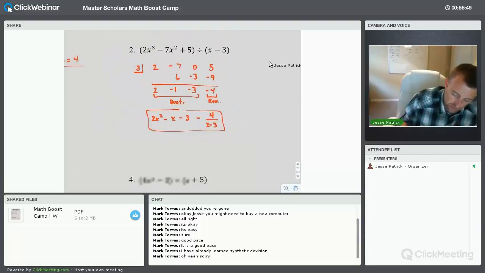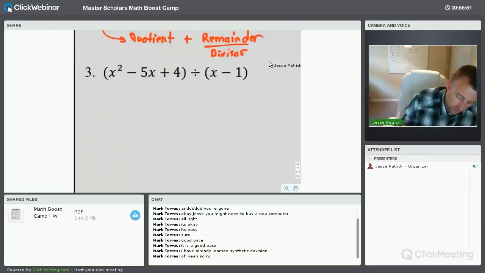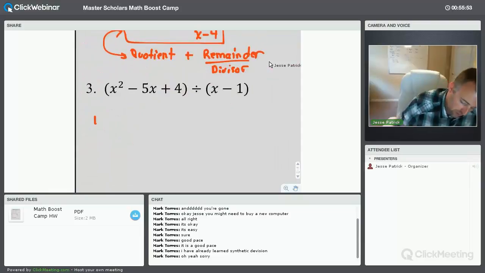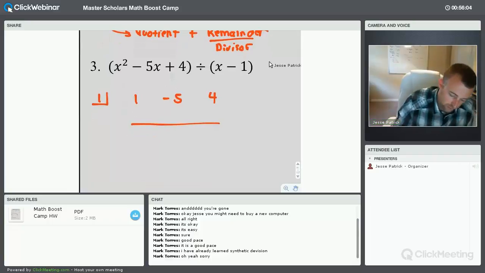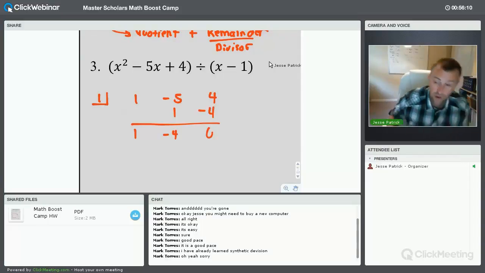But that's just all we're doing. If you know the process, it's very simple. The next one, I'm going to write this down quickly. So that's a 1 for your root. So it's going to be 1x squared, -5x, and 4. I didn't skip any terms this time, so I don't have any zeros. Bring that down. 1 times 1 is 1. -5 plus 1 is -4. 1 times -4 is -4, and these cancel out and give you 0.